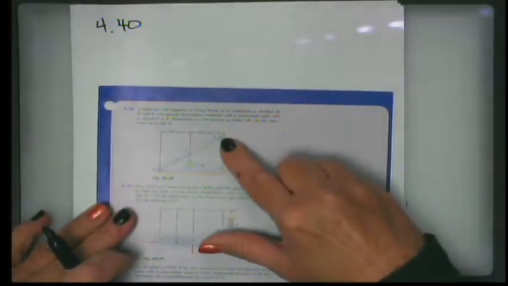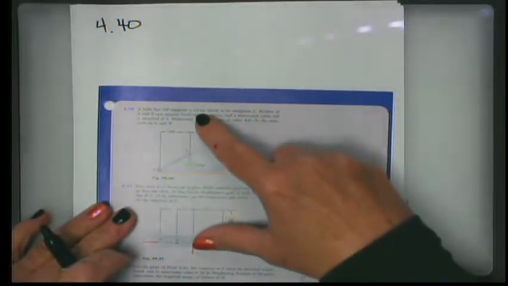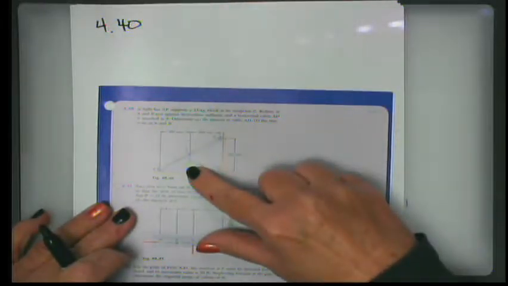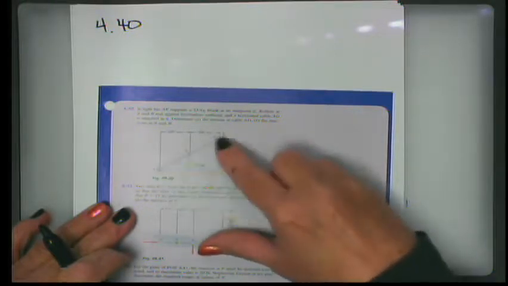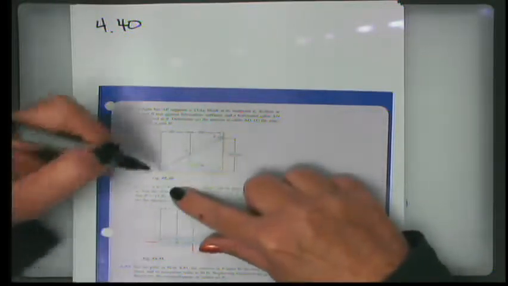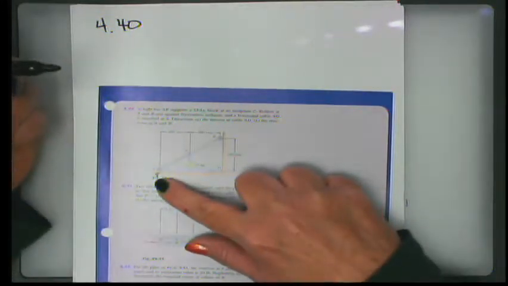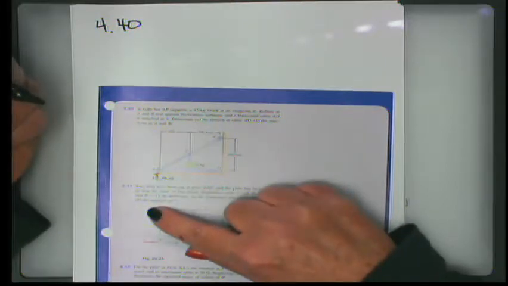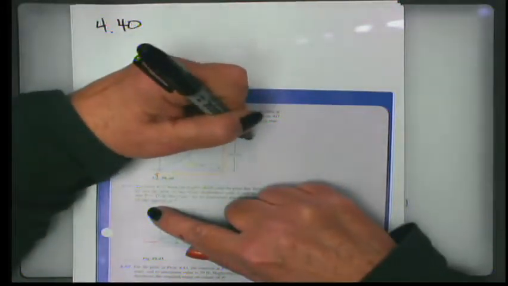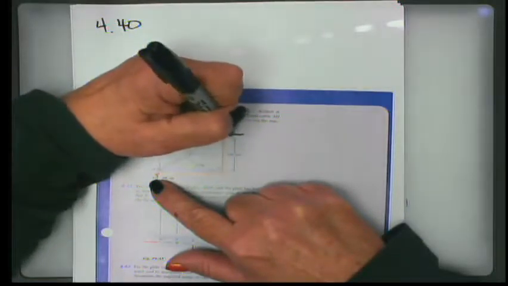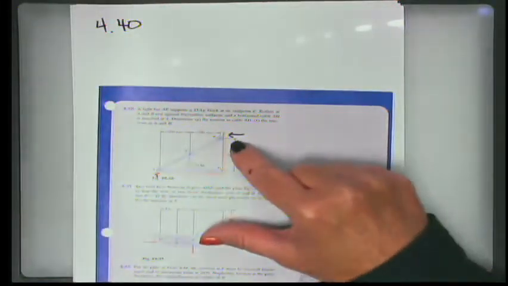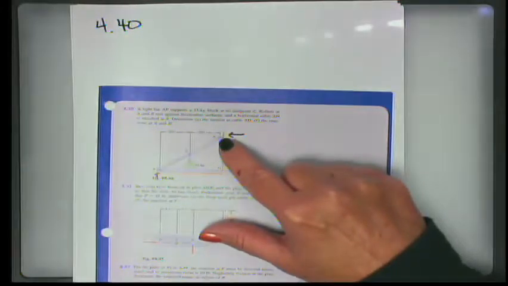So, 440, the problem shows that we have this light bar from A to B, and it supports a 15 kilogram block right in the middle. There are rollers at A and B, so we have to think about what direction those rollers will support. They're going to be perpendicular, so A is just going to be able to support a vertical force, and B is just going to be able to support a horizontal force. In other words, it has to be perpendicular to the surface of contact.